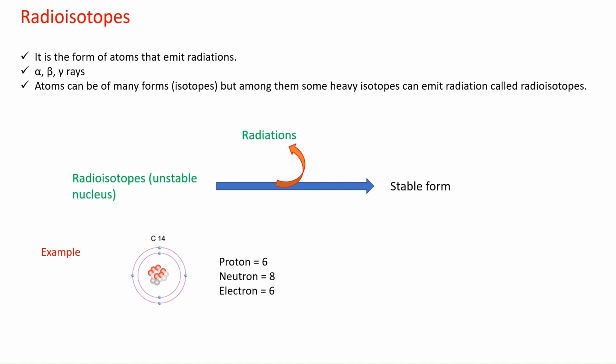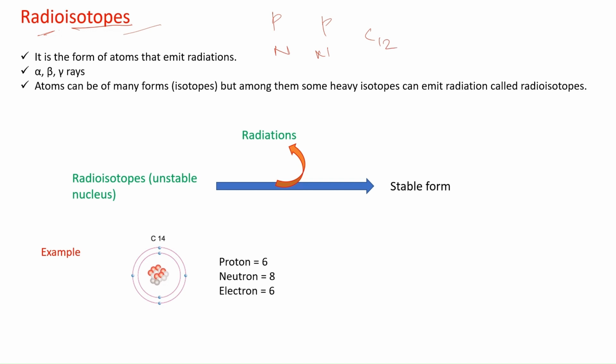Radioisotopes. Isotopes we learned have the same position, or we can say the same element. What are radioisotopes? The isotopes that are so heavy that they are very unstable in that state. So to be stable, they will emit some radiations. So the isotopes that emit any radiation are known as radioisotopes. Why will they emit radiations? Because in isotopes the number of protons is the same, but the number of neutrons is different.